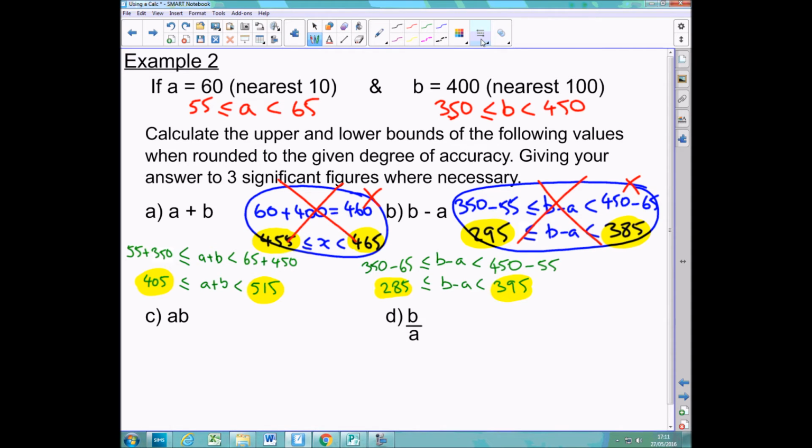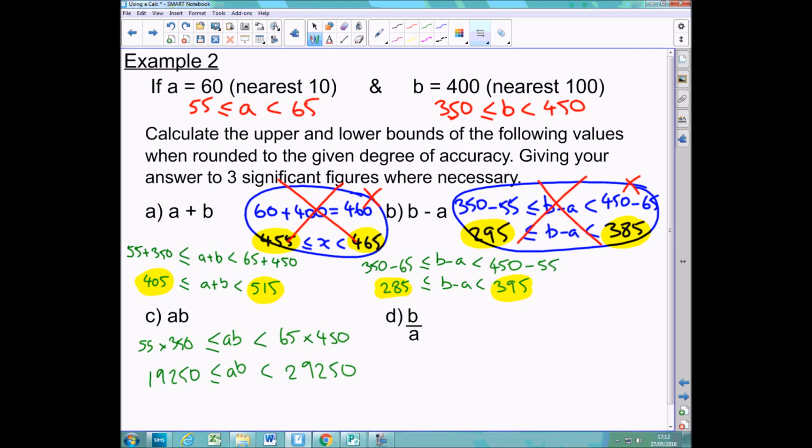Okay, so let's look at what happens when we times and divide. Well, firstly, timesing is going to have the same sort of properties as adding. Remember to make sure that we don't times the values then find the bounds. We find the bounds, then times them. So here I'm going to get the lower bound by doing 55 times 350. And to get the upper bound, I'm going to do 65 times 450. So my answers are going to be 19,250 and 29,250. So timesing has the same sort of technique to it that adding does.